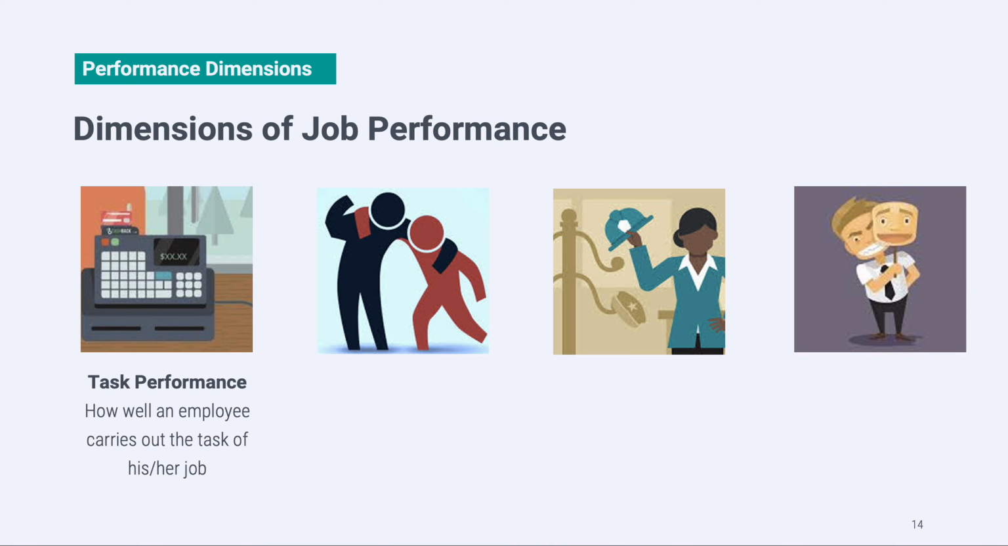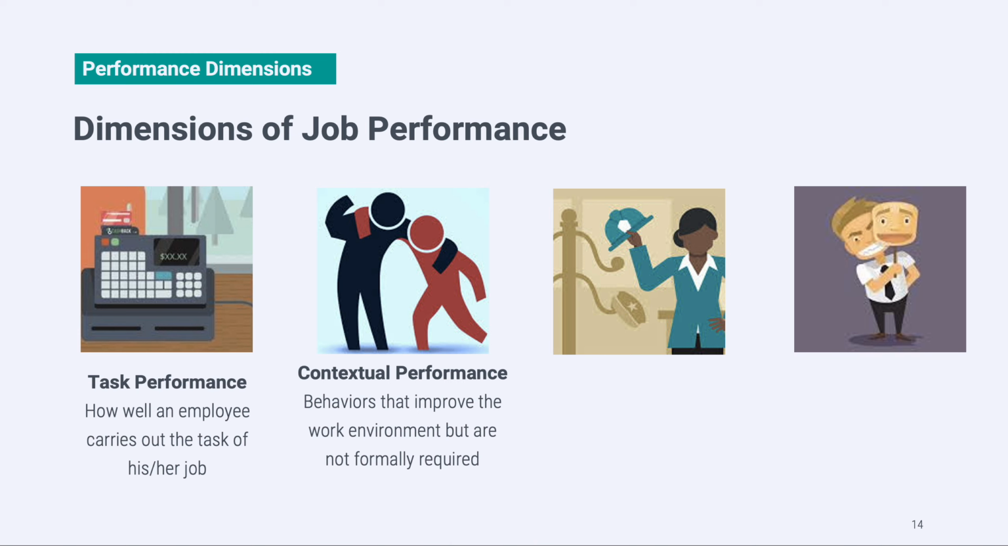So the first dimension is task performance, which is concerned with how well an employee carries out the tasks of his or her job. So here we're looking at just basic job duties or job responsibilities. The second is contextual performance, and these are behaviors that improve the work environment but are not formally required. So oftentimes we might call contextual performance sort of the going the extra mile. These are things that individuals do that we can't mandate them to do, but certainly make the work environment a better place to be.